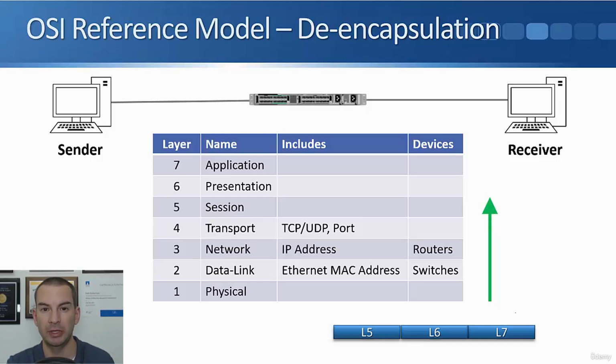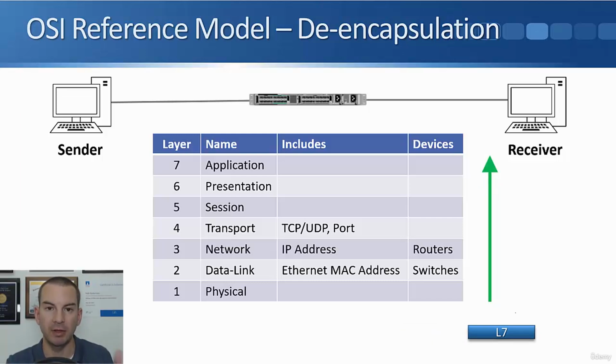Next, we'll carry on with the de-encapsulation. We'll strip off the layer 4 header. We'll look at the layer 5 header at the session layer. We'll carry on up. We'll then look at the layer 6 header and then the layer 7 header. So that's the whole thing. That's how we got traffic from the sender to the receiver as far as the OSI model is concerned.